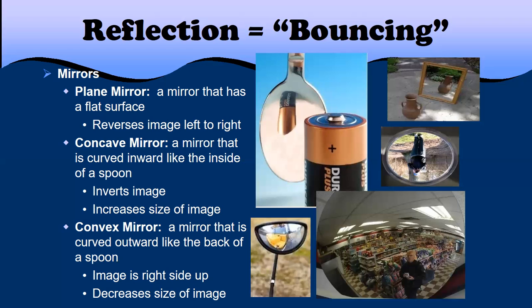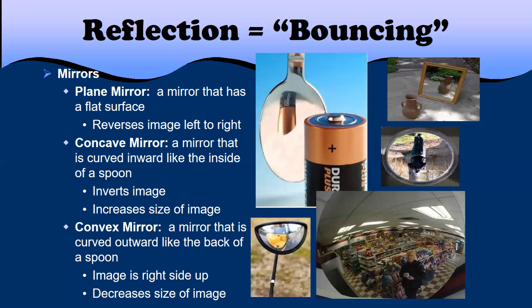And what they do is they show the image right side up, but it makes everything smaller, right? So you're able to see a wider view. That's why they put that on there, so you can see all around the bus or the car or whatever that you have it on.